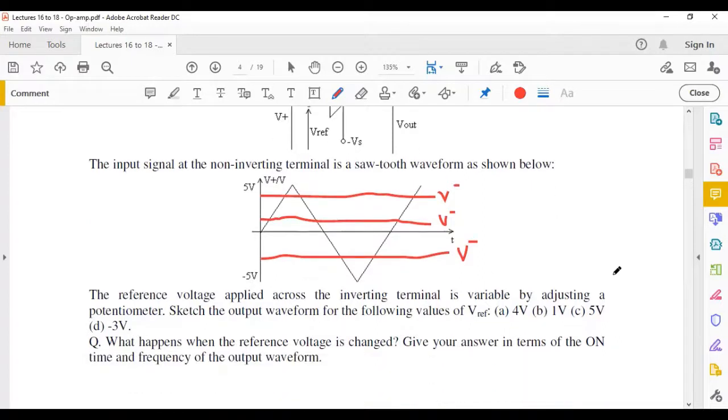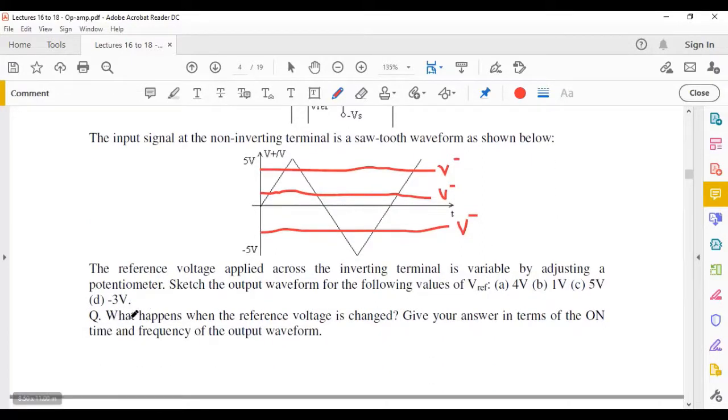Okay, so as you can see here, basically this part of the question, what happens when the reference voltage is changed? As you move this line up and down, you're increasing or decreasing the amount of time that your output voltage is at plus Vs or minus Vs, and this is called a pulse width modulation method, like I've said.